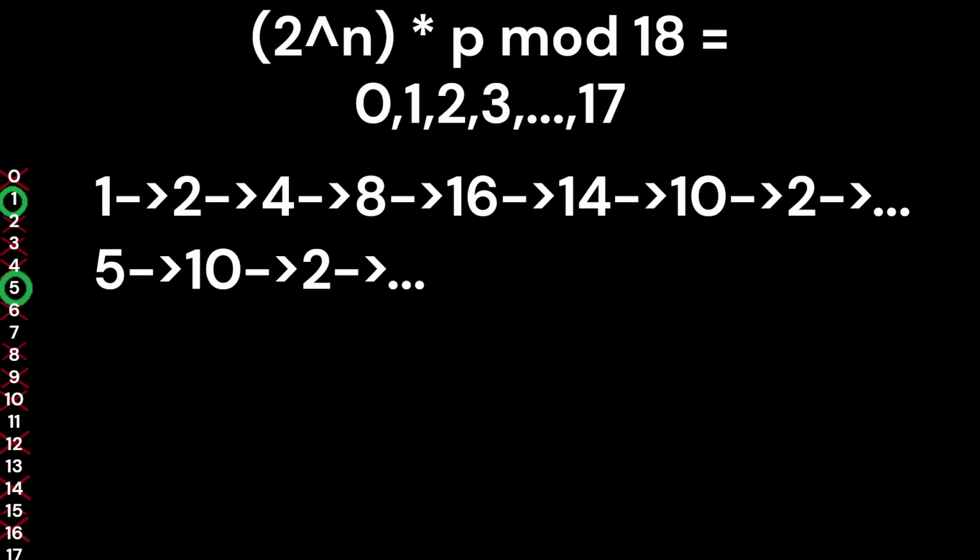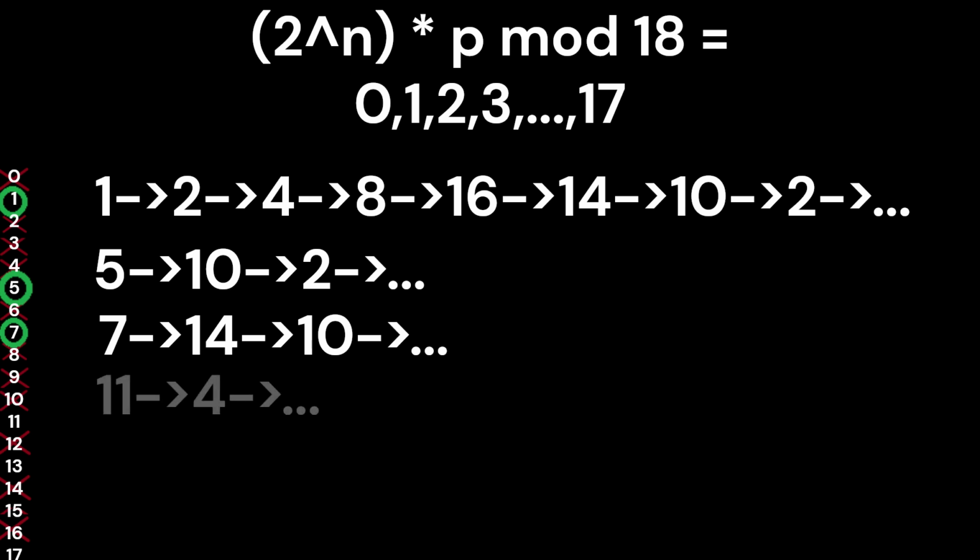Next, we check 6. 6 is divisible by both 2 and 3. Then we have to check 7. 7 goes to 14, which goes to 10. But once again, 10 is in the main loop, and so we know that it will also have infinite ancestors, just like 5. 8 is divisible by 2, 9 is divisible by 3, then 10 we know is in the main loop itself, and so we don't have to check it. Then 11. 11 goes to 4. 4 is in the main loop, so any number mod 18 that is equal to 11 will have infinite ancestors.